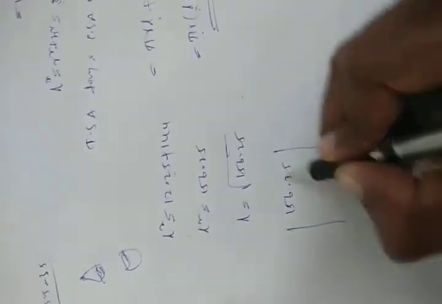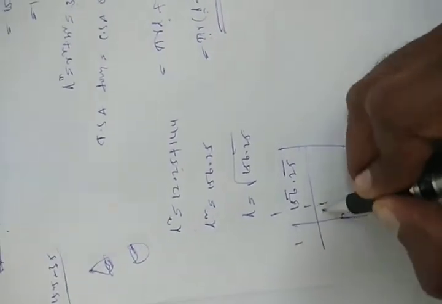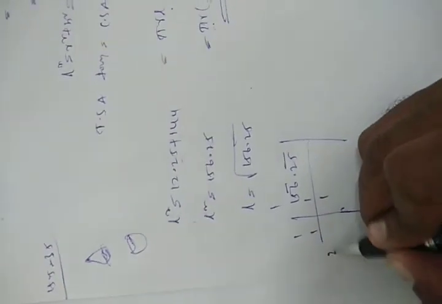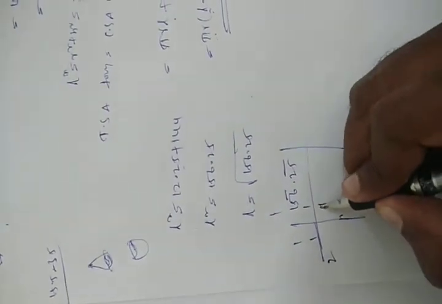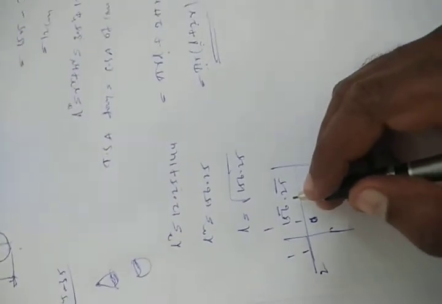156.25. So 1 ones are 1, 1 ones are 1. So add 1 here. 1 plus 1 is 2. Already in the last class we have discussed, in the 9th standard, the method is in the first topic only, the rational numbers topic. So take 2 digits at a time. See what we have to do.